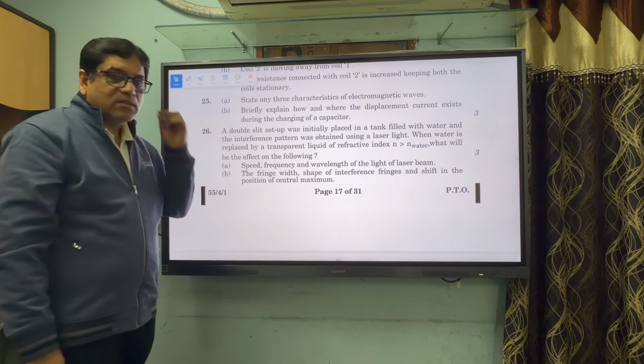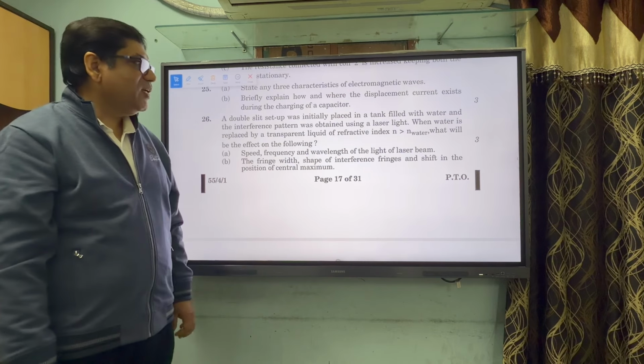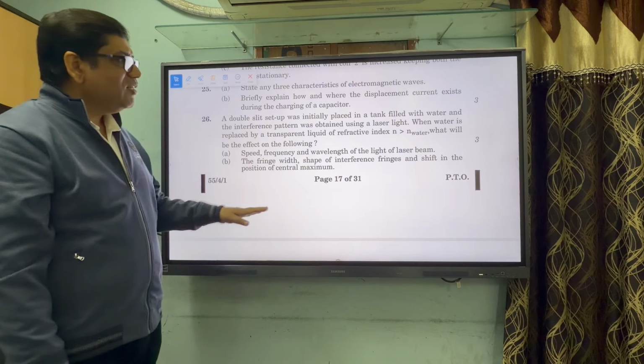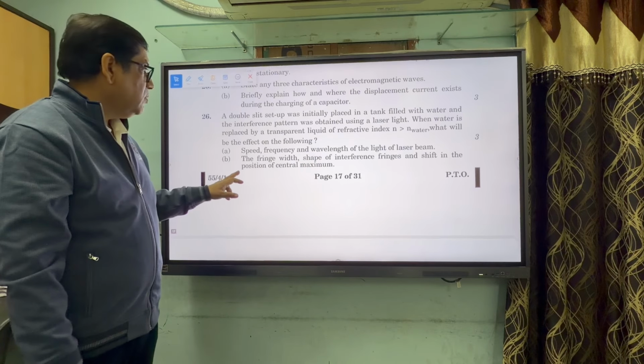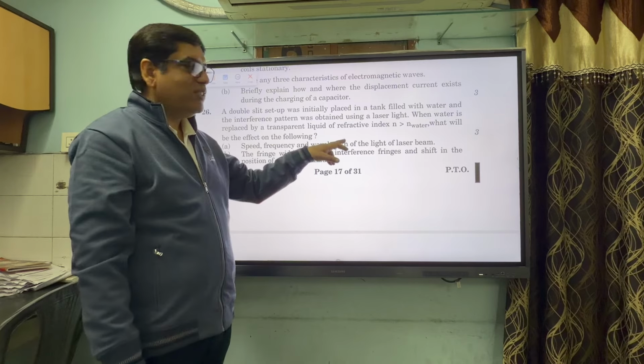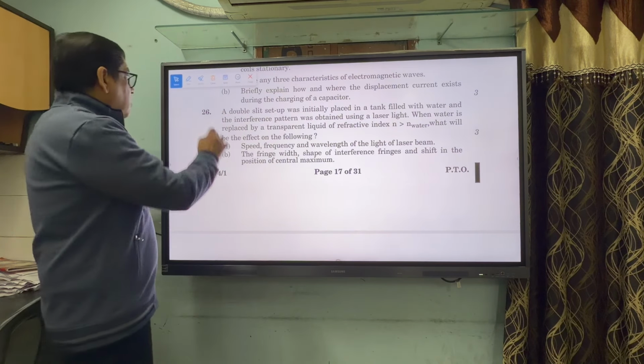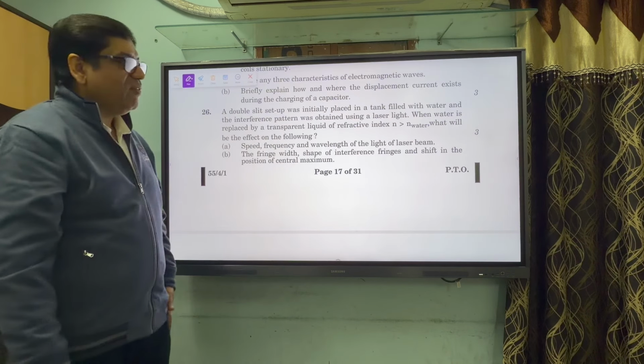Question number 26. A double slit setup was initially placed in a tank filled with water. It was in water already. Now it has been shifted to another liquid medium which has a refractive index even more than water. What will be the effect on speed, frequency, wavelength?